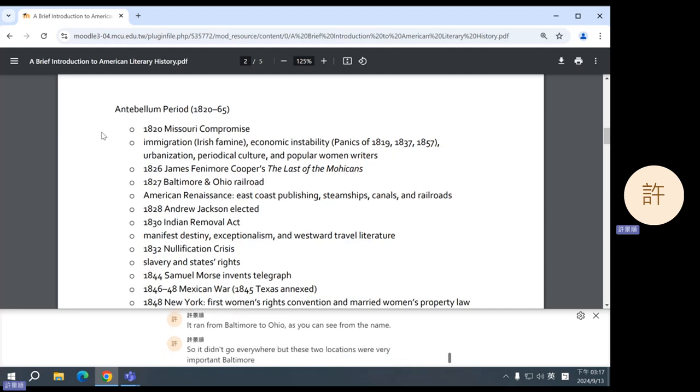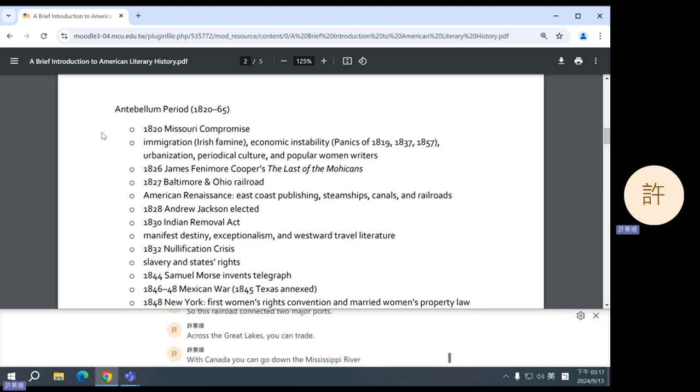Baltimore, Maryland, opens up to the Atlantic Ocean. Ohio had the Great Lakes. So this railroad connected two major ports. Across the Great Lakes, you can trade with Canada, you can go down the Mississippi River, and you therefore have access to a lot of market and territory. So this was a very important railroad.